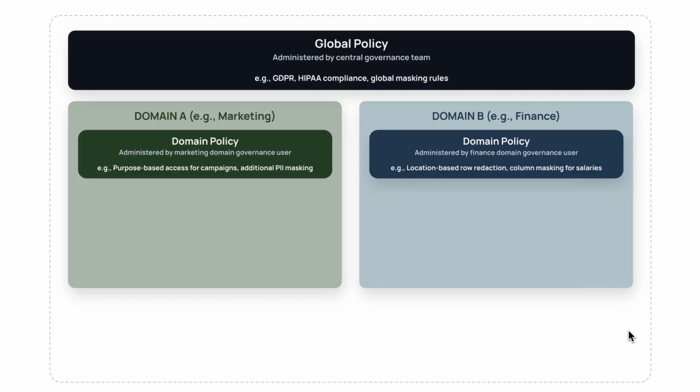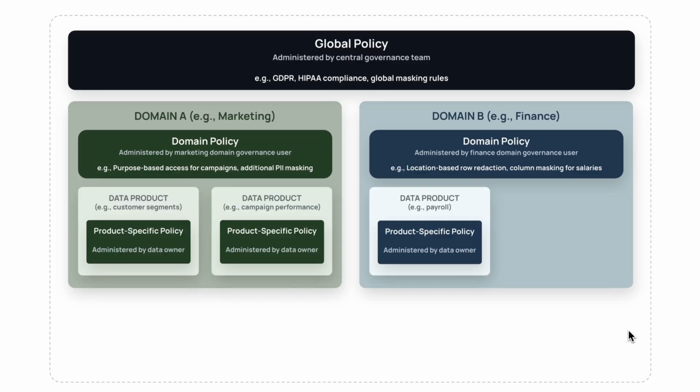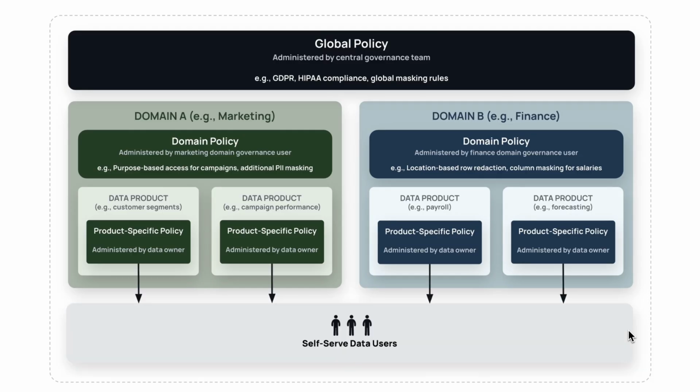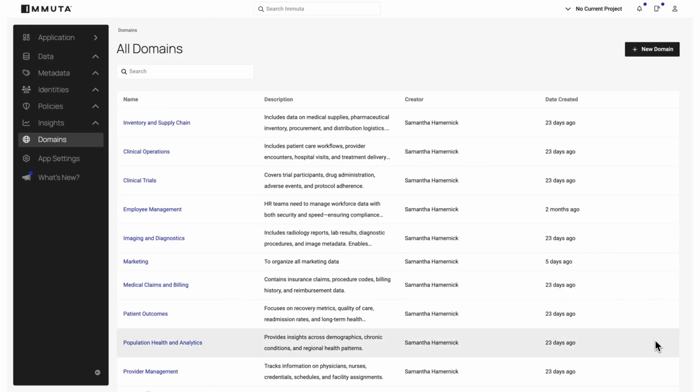And finally, product-specific policies live at the dataset level. These are written by data owners for individual data sources. This layered model balances consistency with flexibility. Central teams maintain control, but domain stewards get the autonomy to govern their own data quickly and in context. And when set up this way, you can unlock secure self-service access, so users can request and receive access automatically based on who they are and what they need. Let's look at how this works in practice.